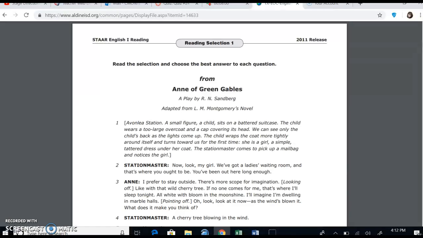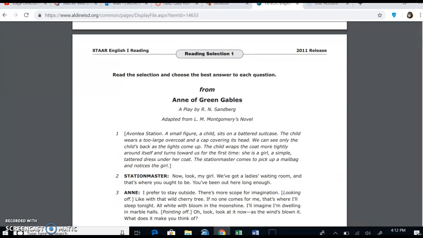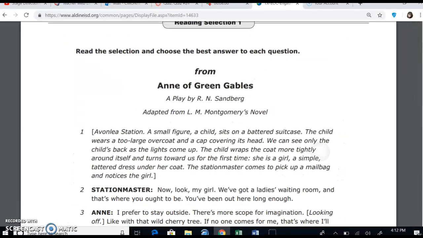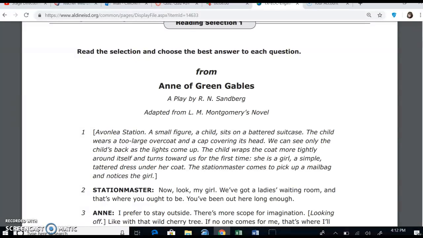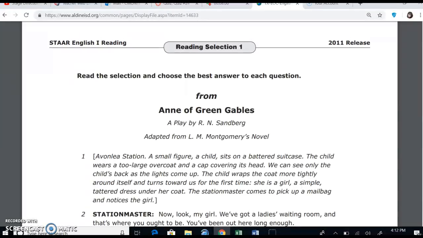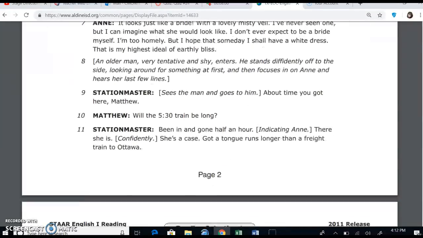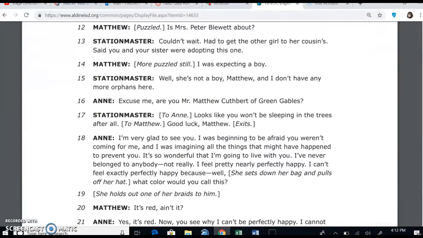Okay, so we're going to be going over the English 1 play. You should already have your handouts. It's called From Anne of Green Gables. Okay, so I can't really write on this since it's a screen recording, but I'm going to be going over the questions with you, and as I'm reading them, you're going to be writing the negative or positive.